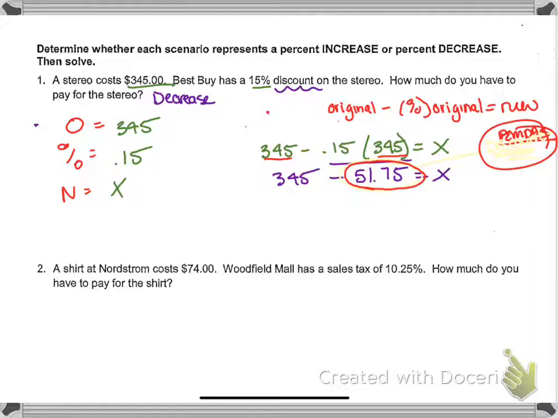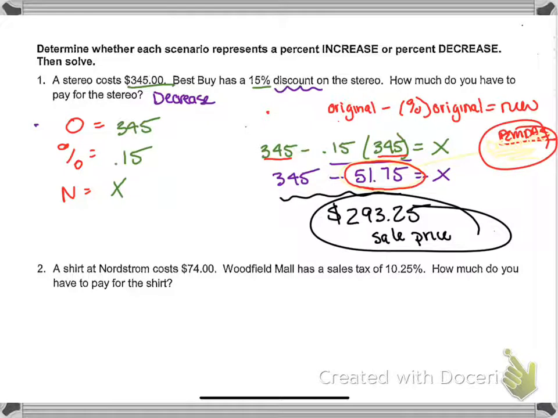Now I'm going to take this 345 and minus that discount price. So how much I have to pay at the store is actually $293.25. And that makes sense. You always want to ask yourself, does that number make sense? If it's a decrease problem, the price should go down. Okay, let's try another one.